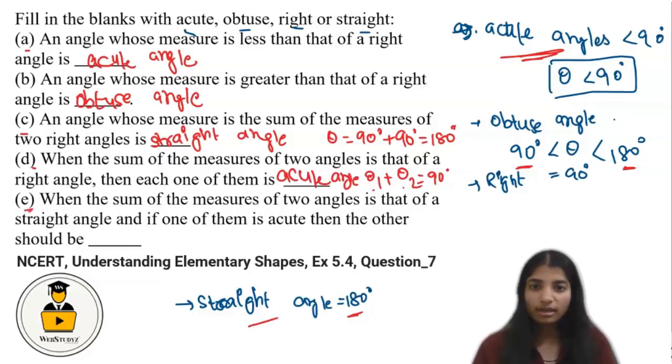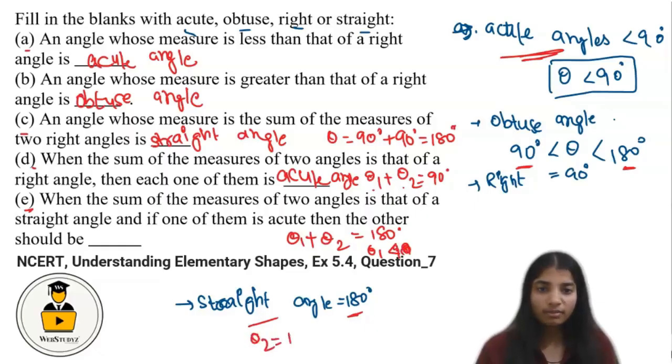Now let's move to the last part, E. When the sum of the measure of two angles is that of a straight angle, and if one of them is acute, then the other should be. It is given that the sum of two angles, let's say theta 1 plus theta 2, is equal to 180 degrees, and one of them is an acute angle, which means theta 1 is less than 90 degrees. So theta 2 must be equal to 180 degrees minus theta 1. Theta 1 here is less than 90 degrees. If theta 1 is less than 90 degrees, then theta 2 must be greater than 90 degrees.